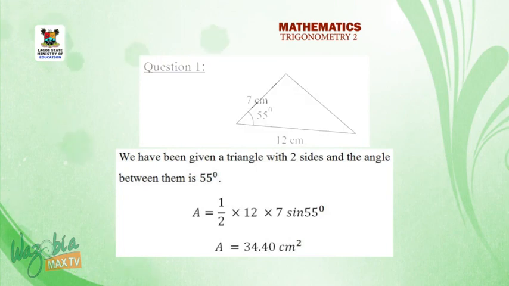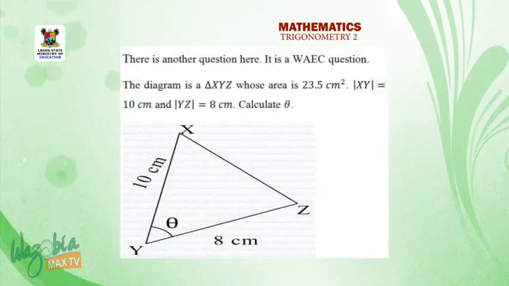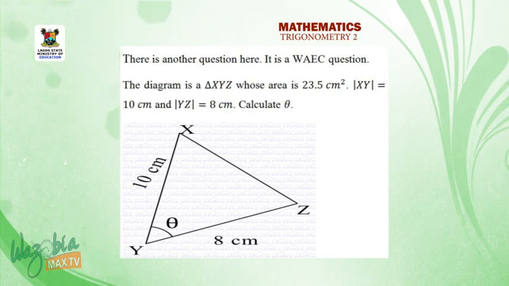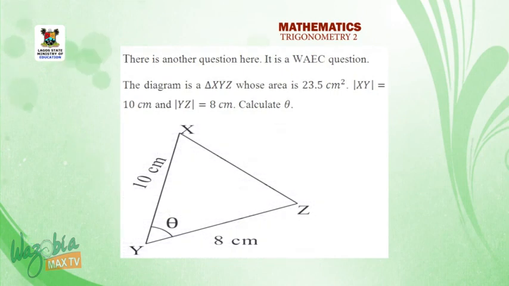I have another question here. This one is a WAEC question. The diagram is a triangle XYZ whose area is 23.5 centimeters squared. Side XY is given as 10 centimeters and side YZ is 8 centimeters. Calculate theta. If you look at this triangle, you can see the theta given there. The theta is angle XYZ, or we'll simply put it as angle Y is theta. And they have given us side XY to be 10 and side YZ to be 8 centimeters. So it means it has satisfied the condition for using this formula.